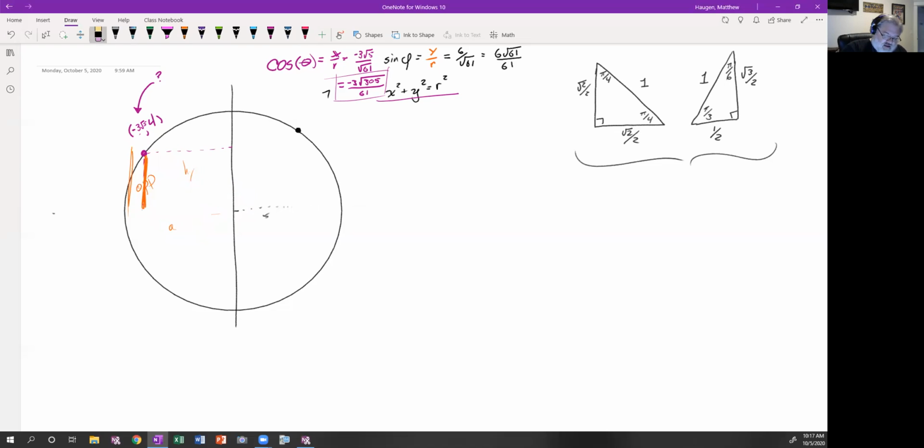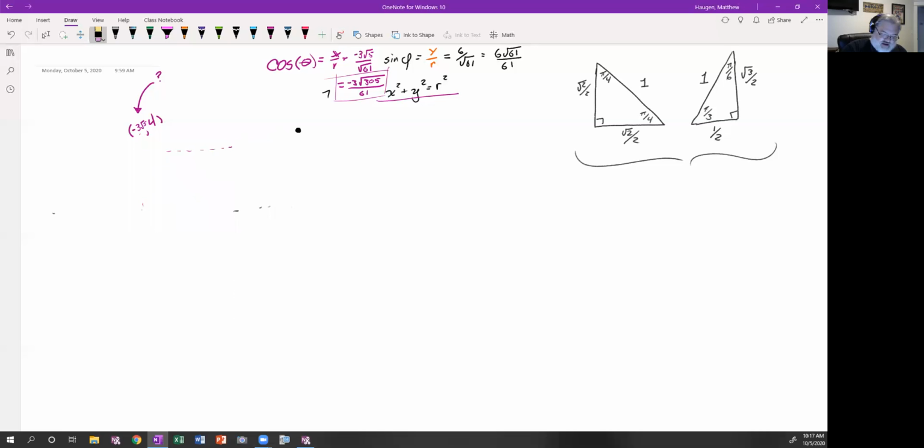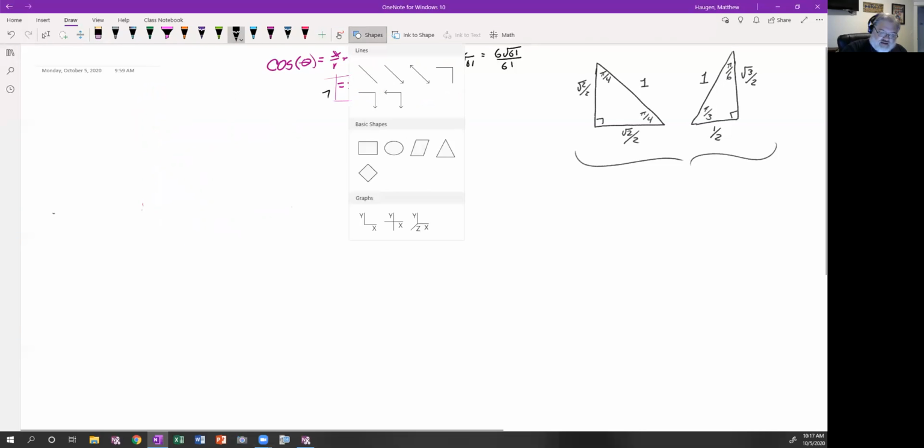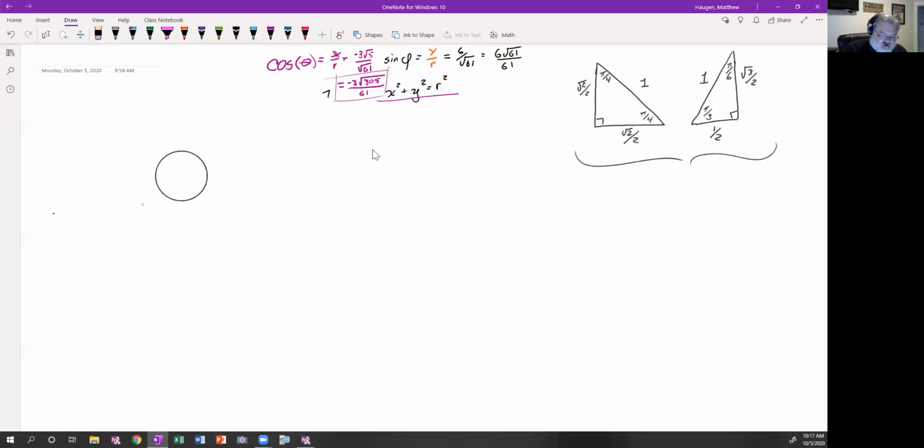Okay. So let's put these two ideas together. The idea of our nice circle, I want to put that together with these triangles that we were talking about.